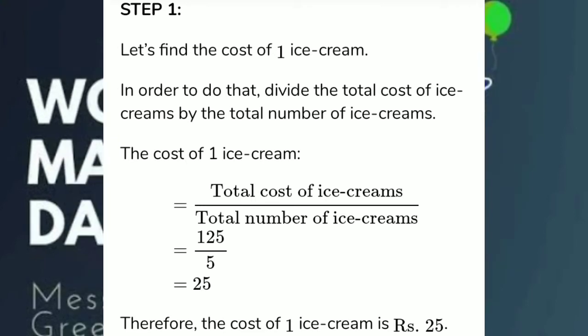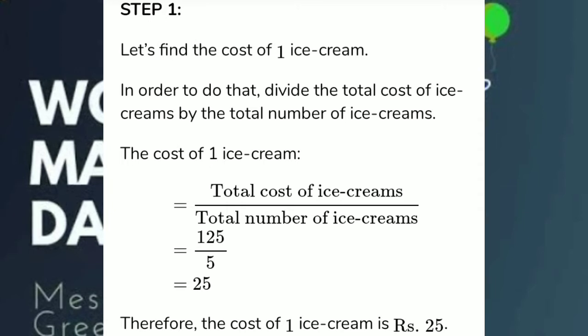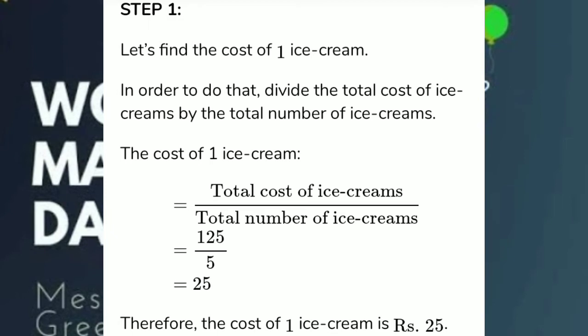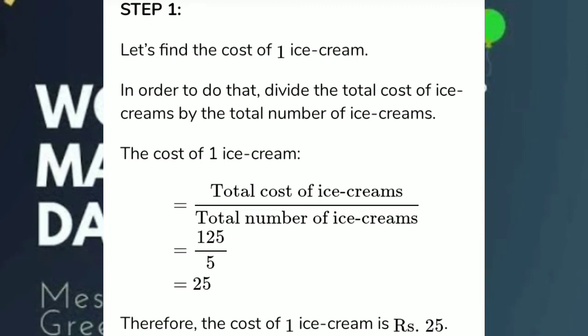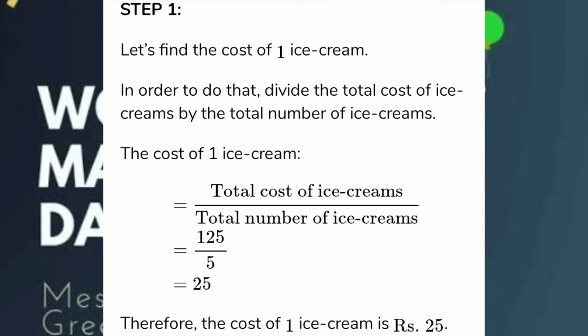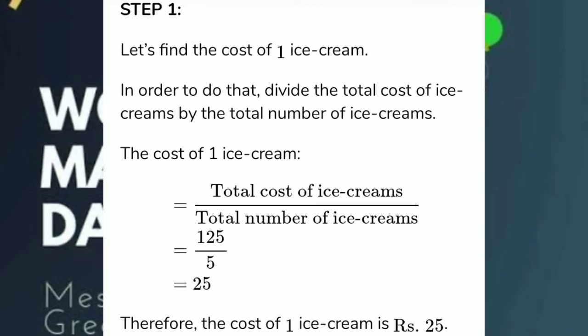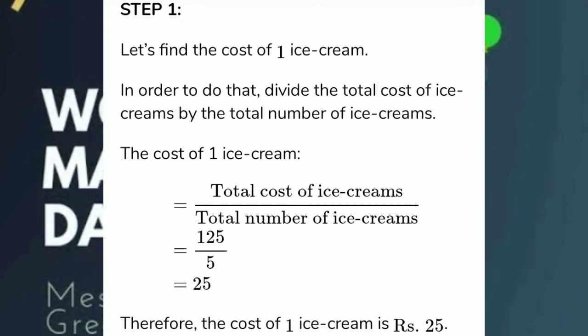First step, we have to find the cost of one ice cream. In order to do that, divide the total cost of ice creams by the total number of ice creams. The cost of one ice cream is equal to total cost of ice creams divided by total number of ice creams. So what is the total cost of ice creams? Yes, 125, and the total number of ice creams is 5. So let's divide. We get as answer 25. Therefore, the cost of one ice cream is 25 rupees.